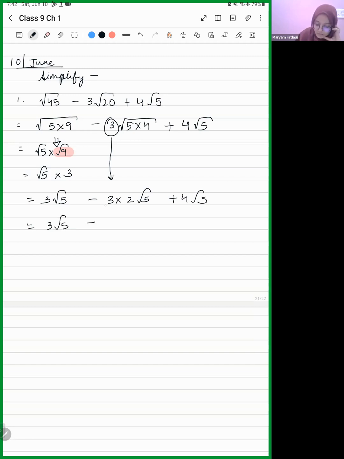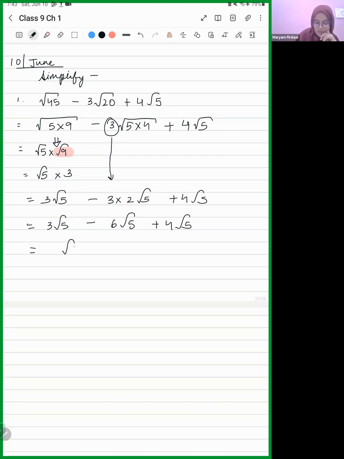After that we add 4 and 3. Okay. So keep doing this simultaneously in your notebook. Yes, ma'am. Ma'am, 3 root 5 plus 4 root 5 minus 6 root 5. And that is, ma'am, 1 root 5. Root 5.